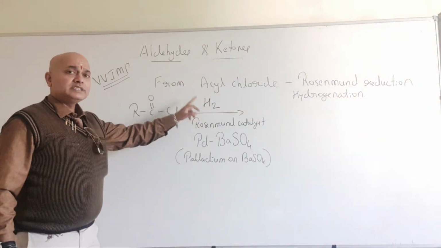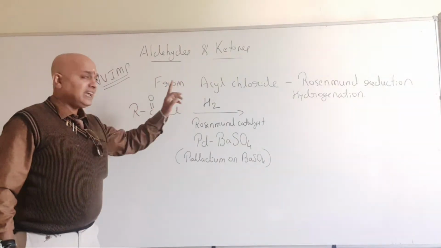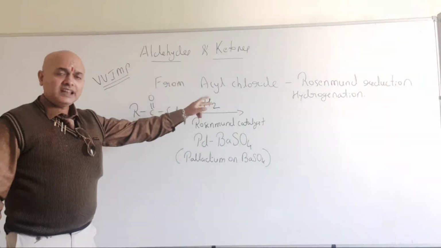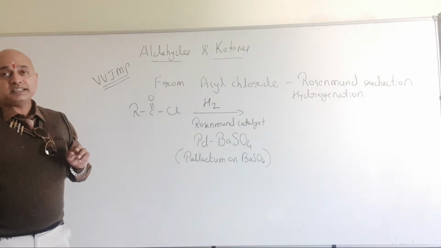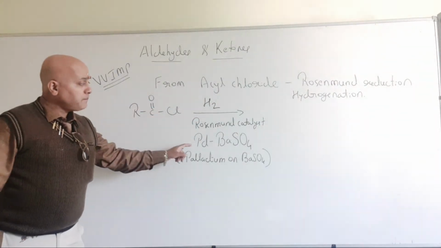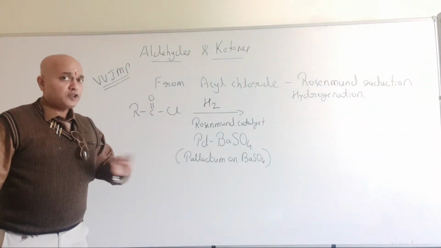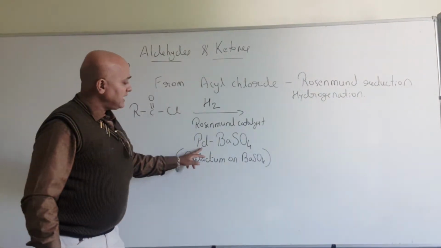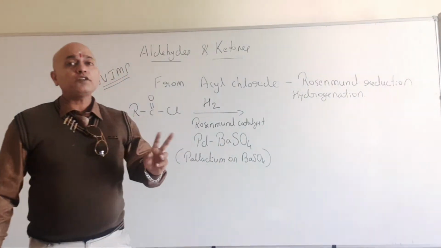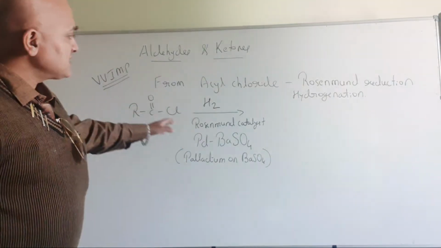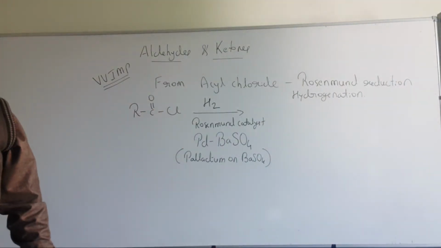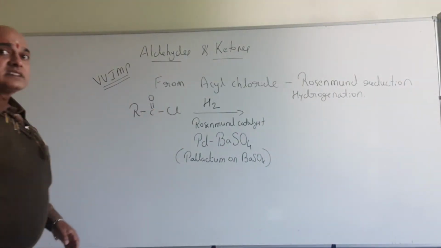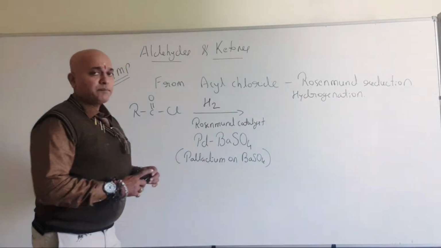Okay? For hydrogenation, for alkenes to alkane, it was hydrogen with nickel or palladium as the catalyst. But here, alone palladium or alone nickel will not be used. Always it will be palladium with barium sulfate combination. So that's why it is called the Rosenmund catalyst. Okay? So what will happen?